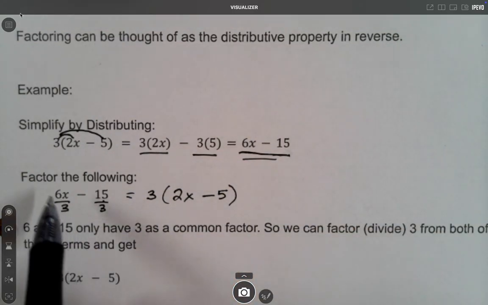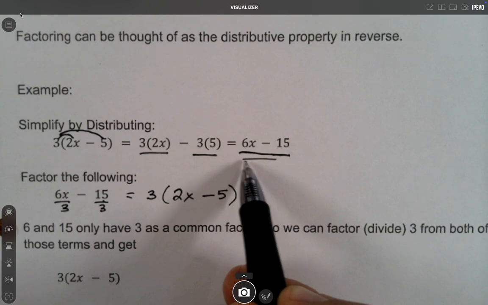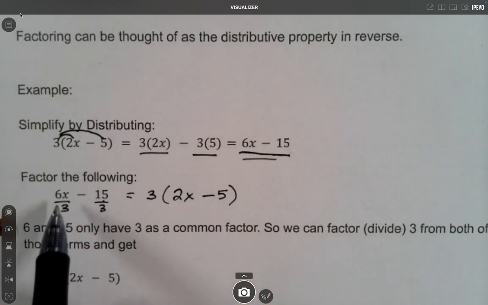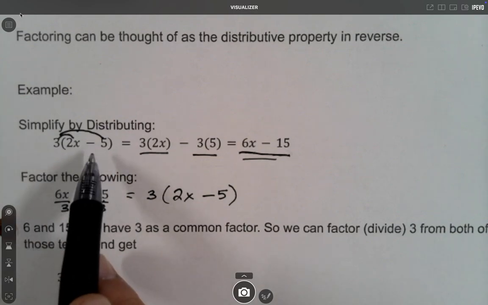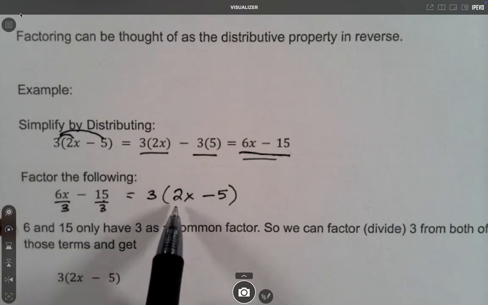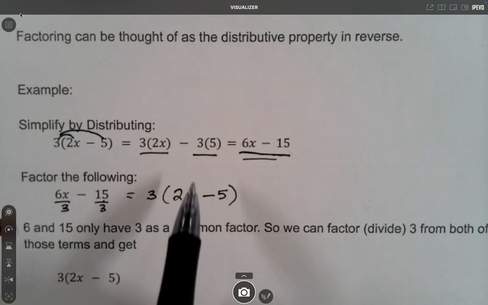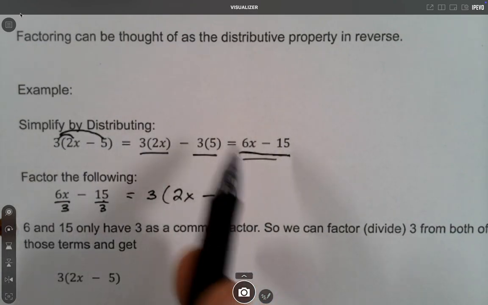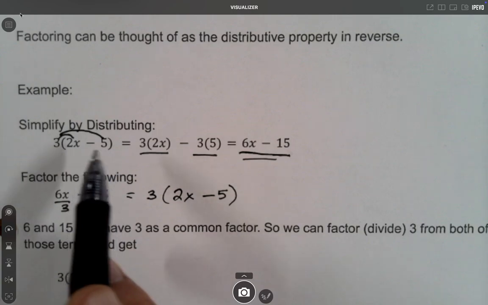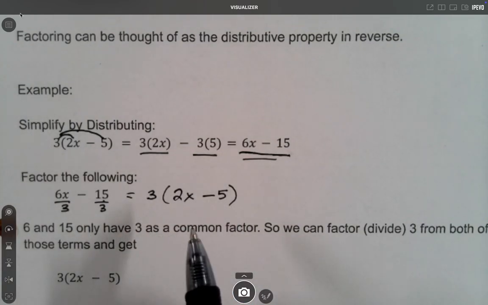If you notice, what started as our answer when we were distributing became our question, and what started as our question with distributing became our answer. I understand that might seem like it's just a big circle, and it does appear that way, but there are reasons to do both of these things at different times, which we'll get into more as we go on in the school year.